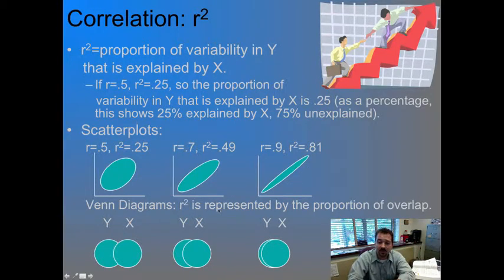In terms of Venn diagrams, you can really nicely illustrate R squared, the proportion of overlap between y and x. So x can account for the amount of overlap with y. About 25% of y is accounted for by x. Here it's about 50%, 49% of y, and here it's a whopping 81% of y is accounted for or overlapped with x. But you still have this amount unaccounted for here, 19%.